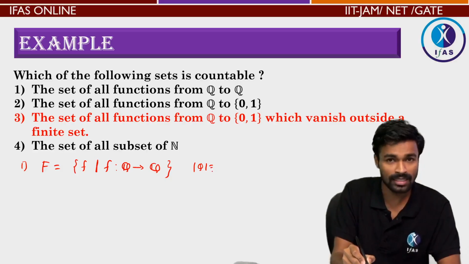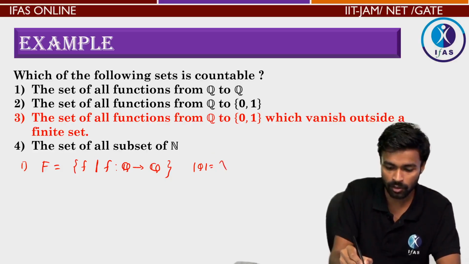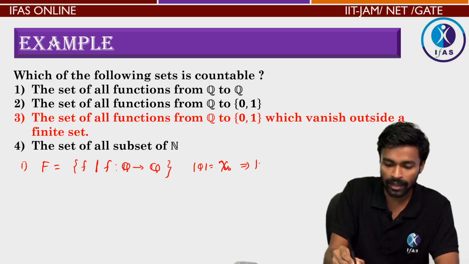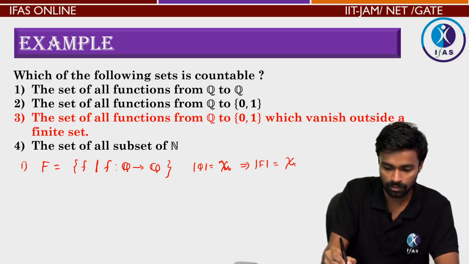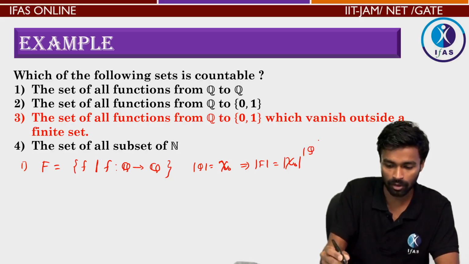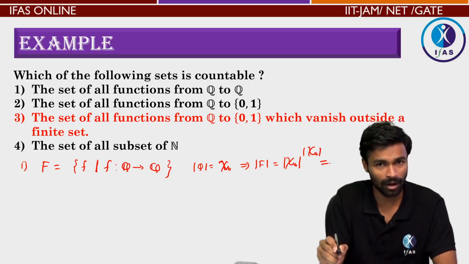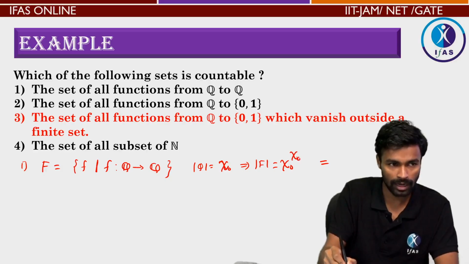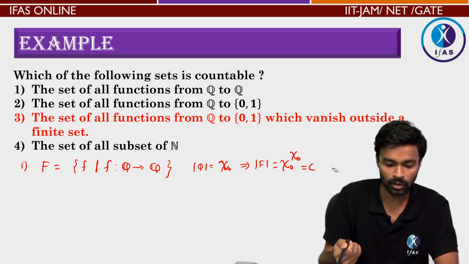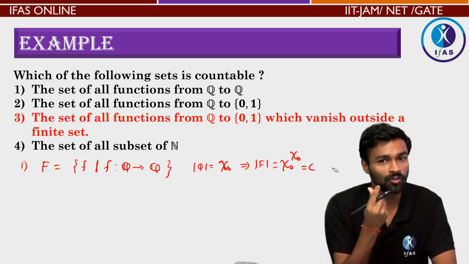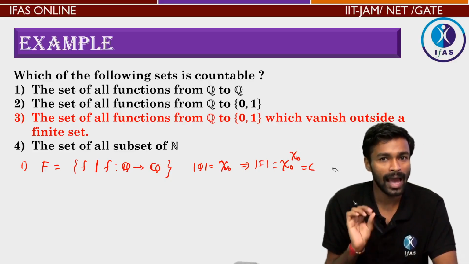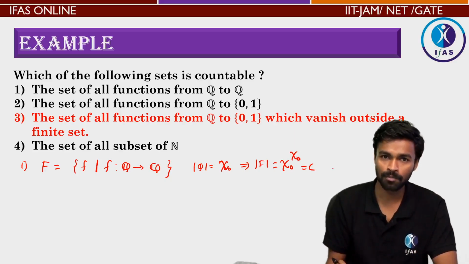cardinality of Q is what? This is a countable set, and it is countably infinite. So cardinality of Q is Aleph naught. Okay, so this implies that cardinality of F is equal to Aleph naught to the power Aleph naught, that is cardinality of Q to the power cardinality of Q. And what is Aleph naught to the power Aleph naught? That is equal to C, right? तो इसकी जो कार्डिनलिटी आएगी वो C आएगी, which is cardinality of R, and R is uncountable. So set of all functions from Q to Q has cardinality C, and therefore this set will be an uncountable set.